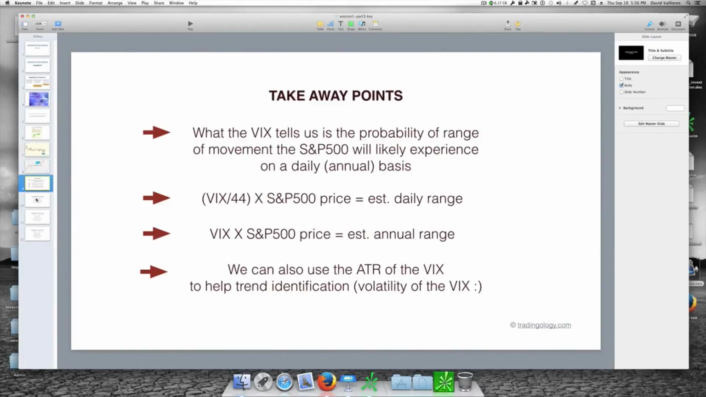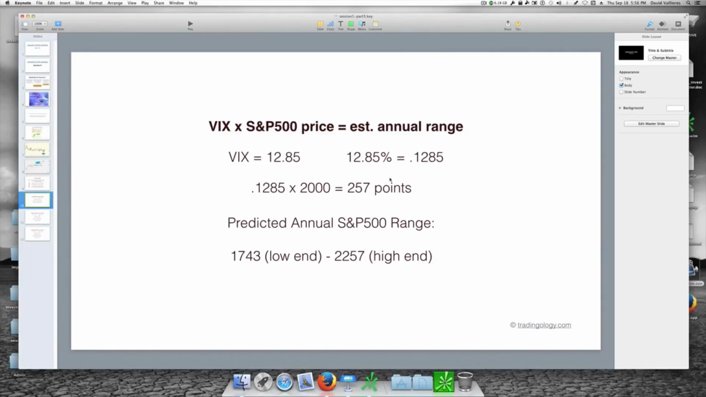All right, let's take a look at these particular formulas here, and let's do a couple of examples of these formulas. We're going to start with the annual range. Now, the VIX represents a percentage. Actually, when you hear the VIX is at 12.85, what it actually means is that volatility is at 12.85%. If you hear the VIX is at 40, that means the VIX is at 40% volatility.